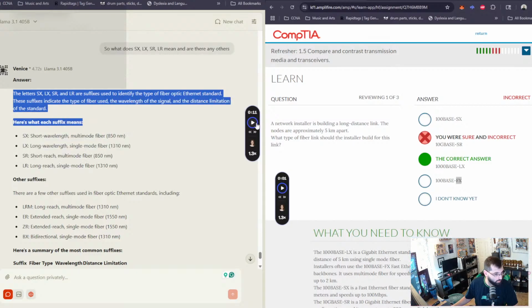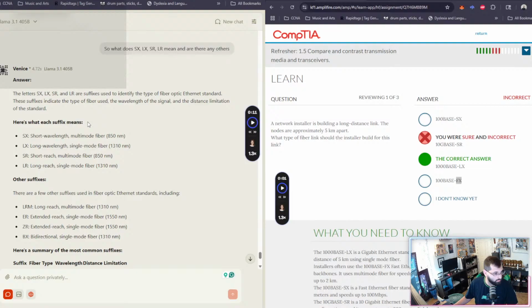Let's see here, what do we got? The letters SX, LX, SR, and LR are suffixes used to identify the type of fiber optic Ethernet standard. These suffixes indicate the type of fiber used, the wavelength of the signal, and the distance limitation of the standard. Here's what each suffix means. SX means short wavelength. So why is it an X? Why is it not a W? Why is it not an SW? So that means it's multi-mode fiber, because it's short wavelength. Okay, LX means long wavelength, single mode fiber.